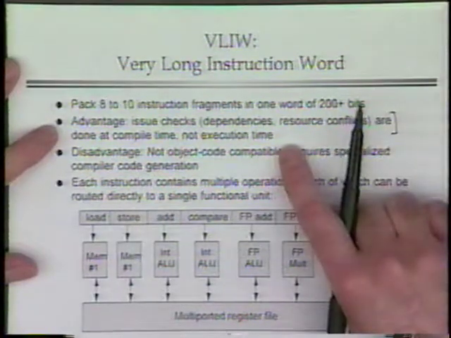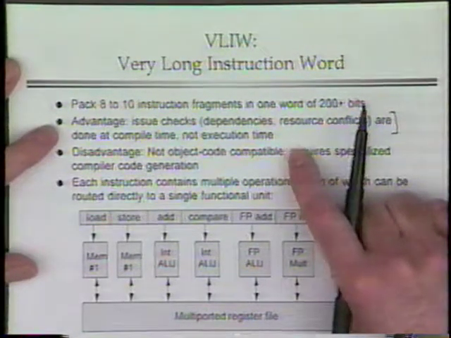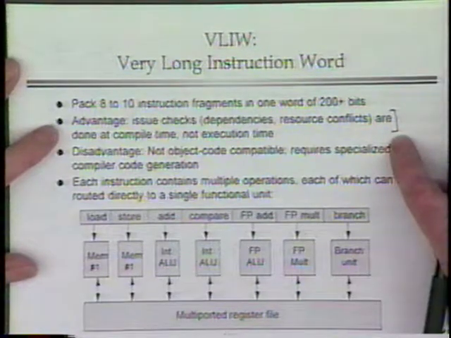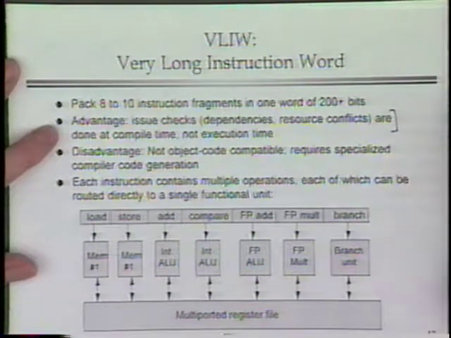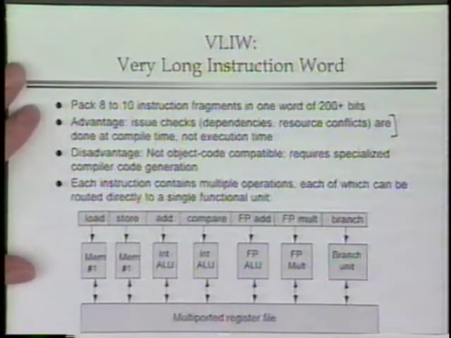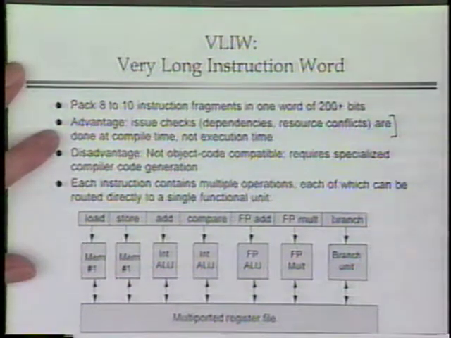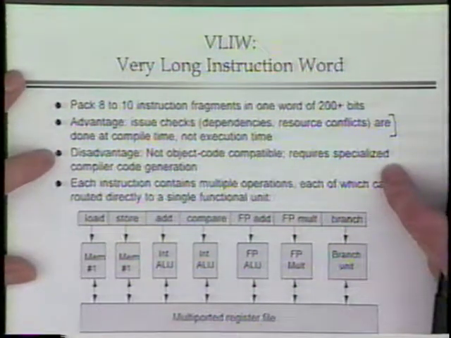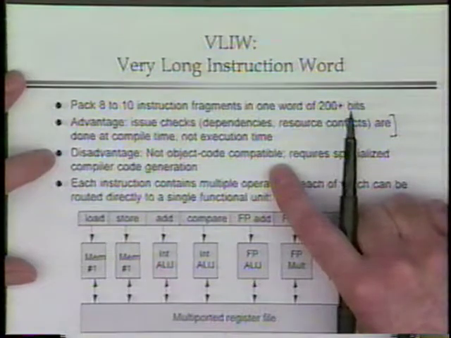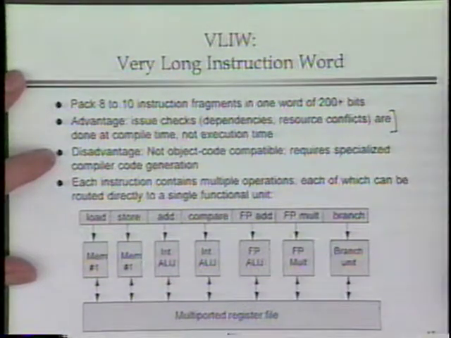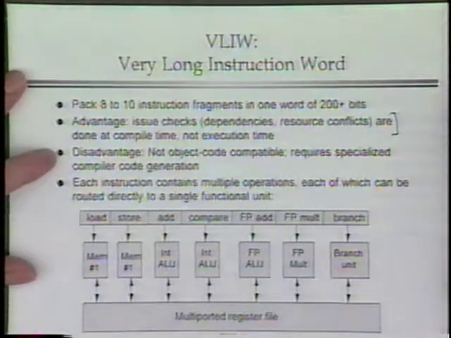But it means that the compilers are very, very specific to particular VLIW instruction sets, and that makes it harder to get a product to market because you've got to have a brand new novel compiler as well as a brand new novel piece of hardware. One of the other disadvantages is that it's not object code compatible. So if you come out with a new version of this computer, obviously your customers' old programs are not going to run. They have to be recompiled, and recompiled with this new compiler that knows all about the new machine.